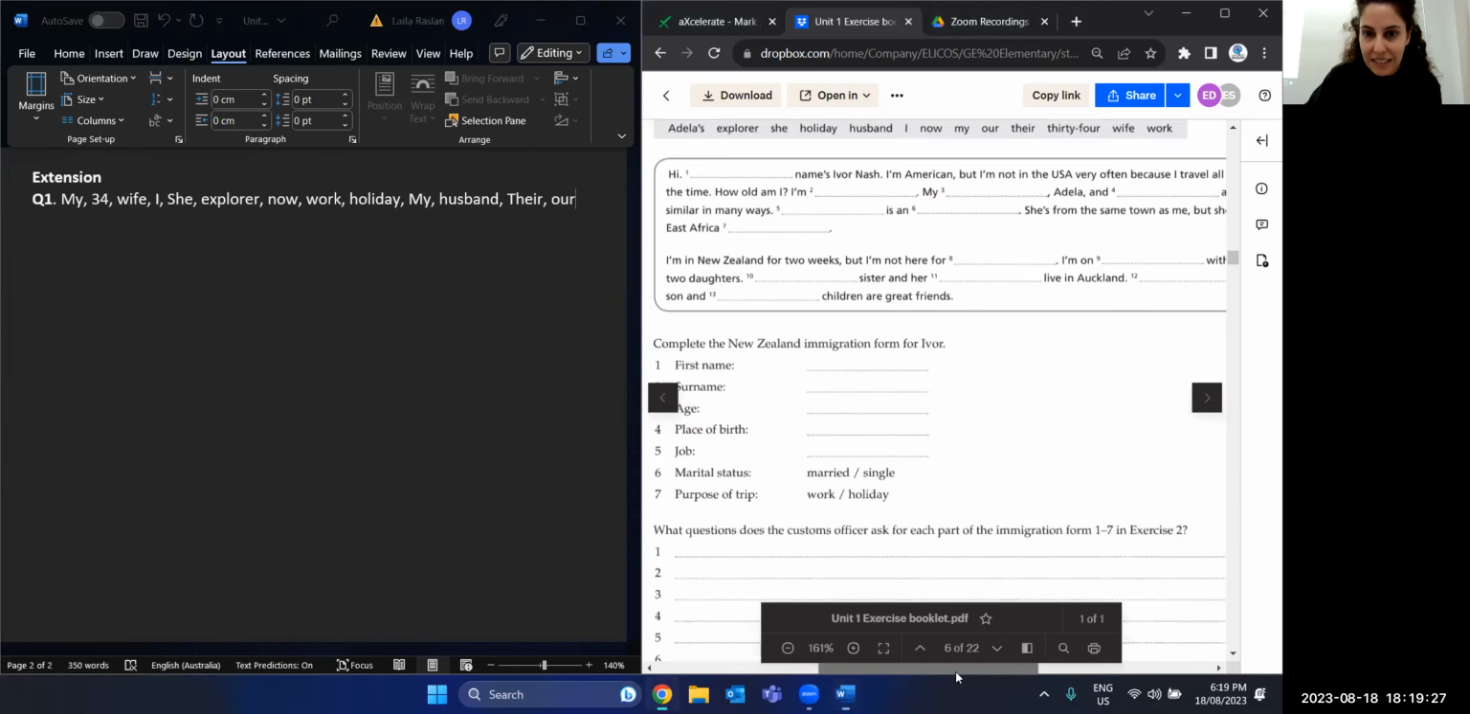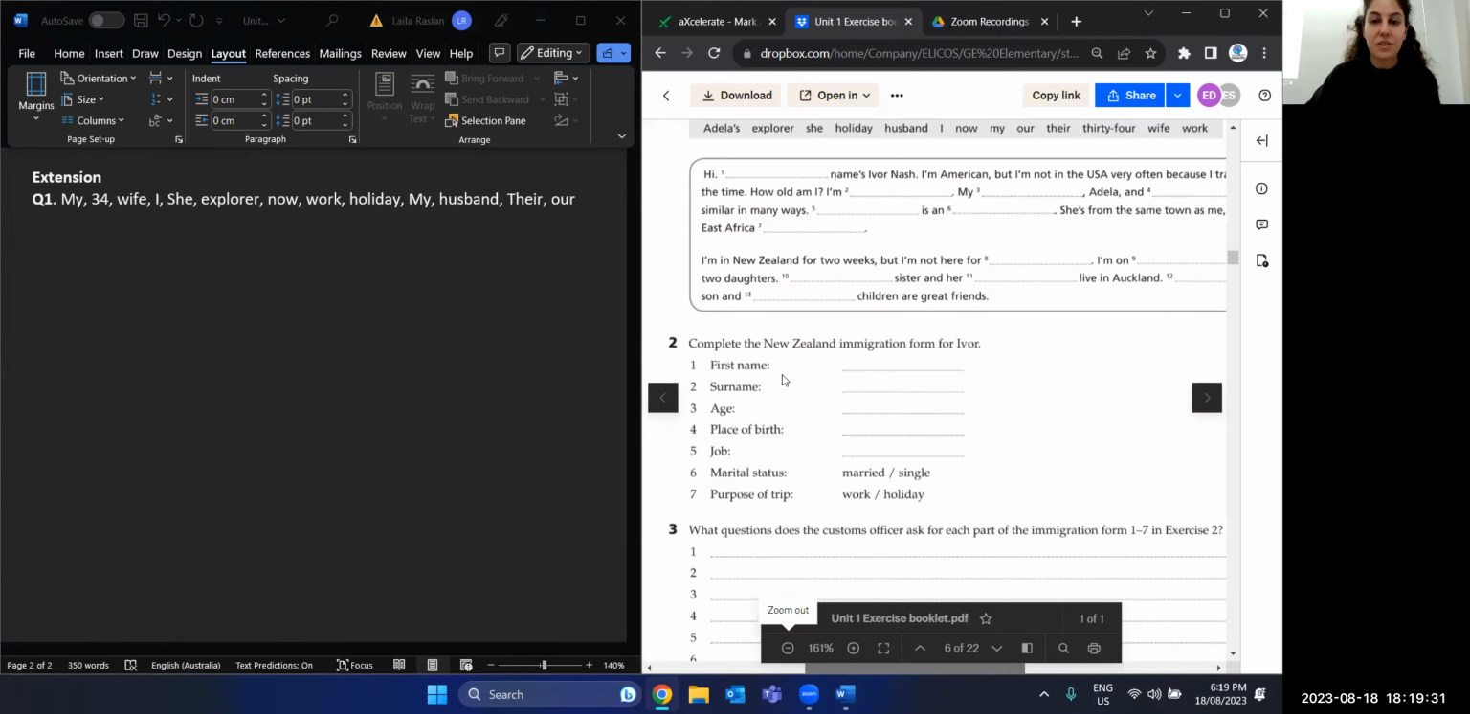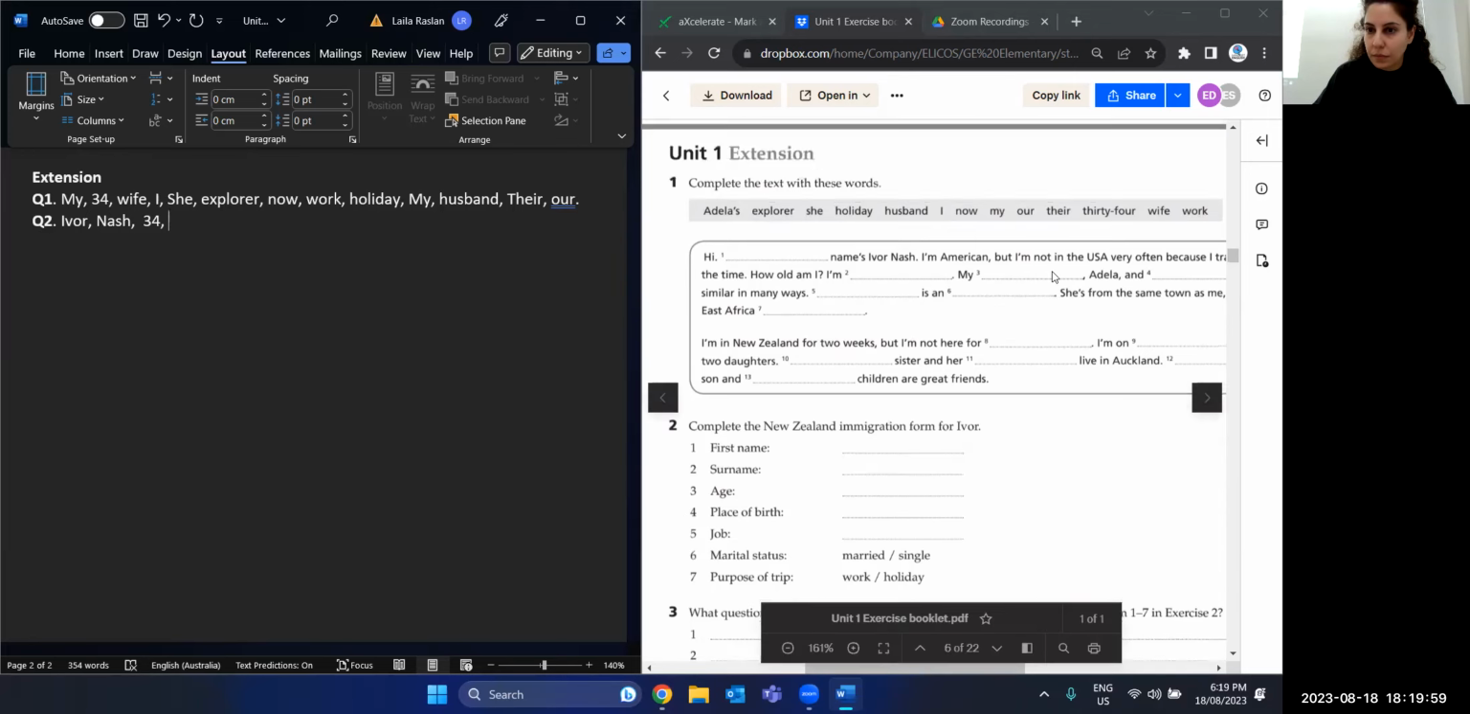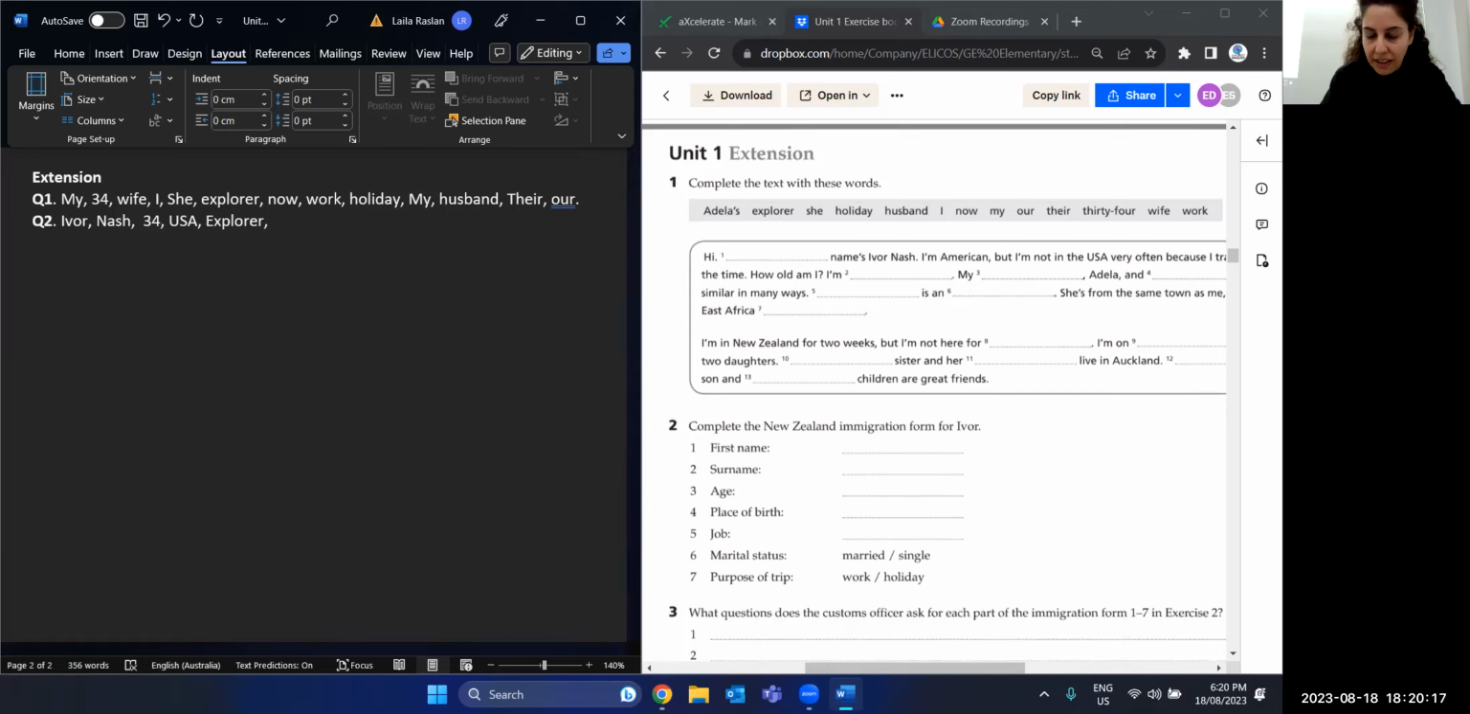Okay, number 2, complete the New Zealand immigration form for Ivor. What's his first name? Ivor. What's his surname? Nash. What's his age? Yep. What's his place of birth? I would say USA because he says I'm American. Yeah, USA. That's where he was born. What's his job? Explorer. And is he married or single? Married. What was the reason? Purpose means the reason. What was the reason for his trip? Holiday. Good.